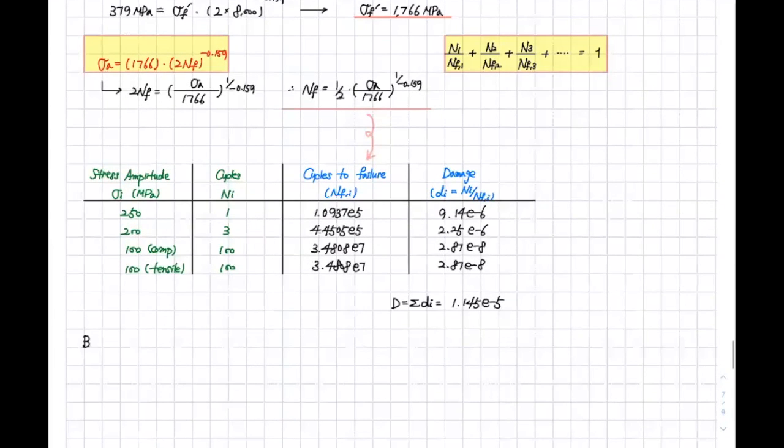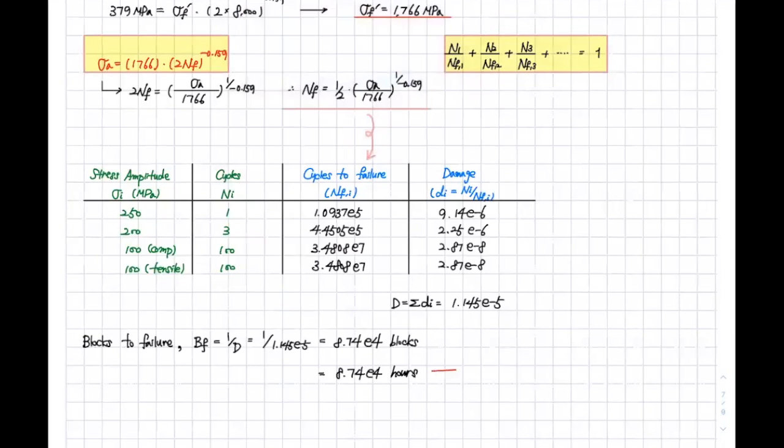So blocks to failure. We are loading some kind of blocks, right? Loading blocks. These blocks to failure can be written as BF. This one can be written as 1 over D, which is the total damage. Then it's going to be 1 over 1.145 E−5, which is 8.74 × 10^4 blocks. And as I said, each block is representing an hour. So this is the same as 8.74 × 10^4 hours. So its fatigue life is 8.74 × 10^4 hours.